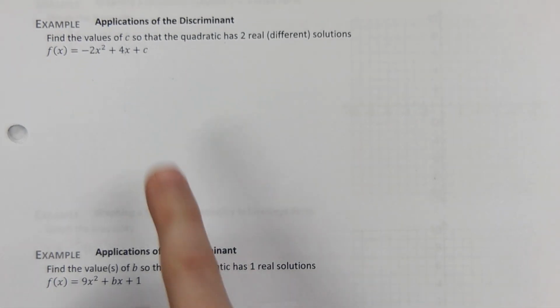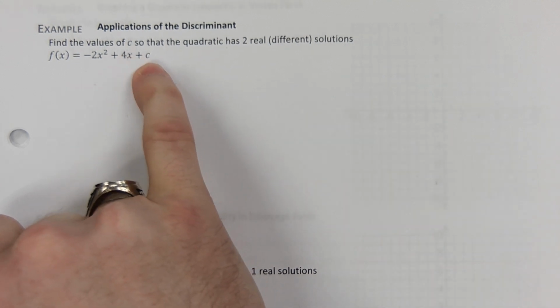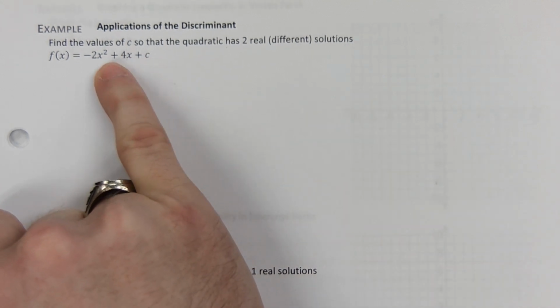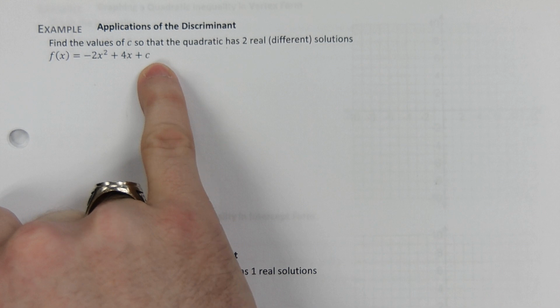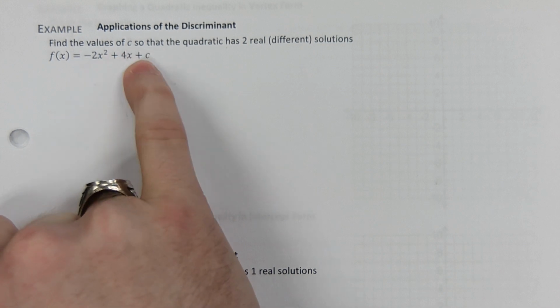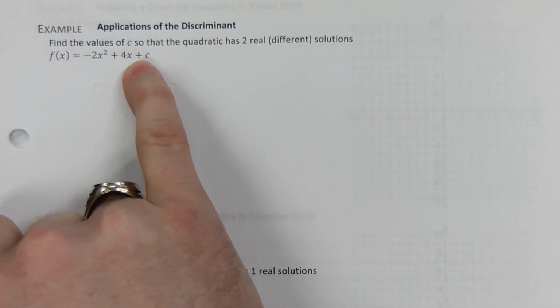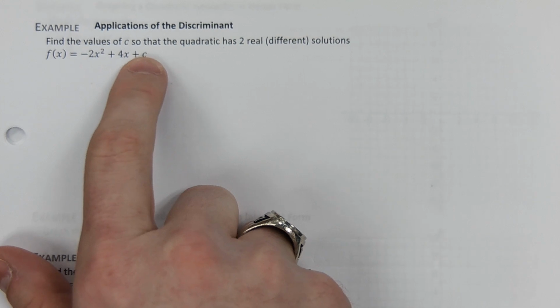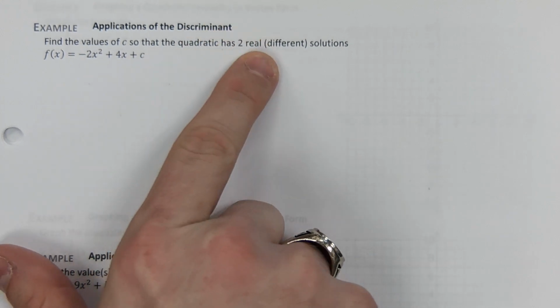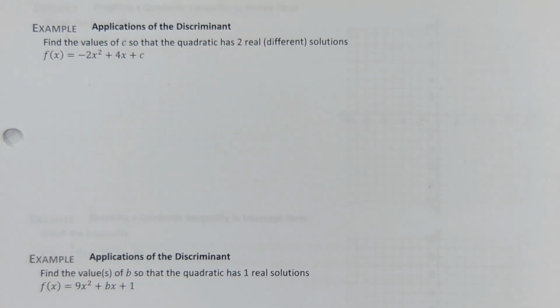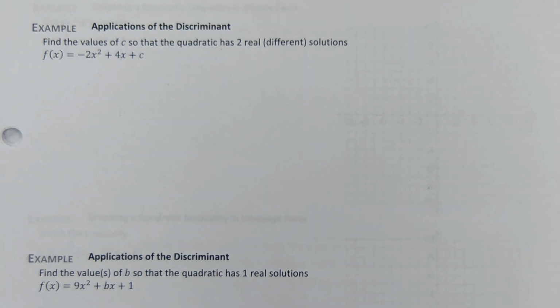It says, hey, here you got a quadratic and you don't know what the y-intercept is. Remember, if it's the constant at the end of the standard form, it's the y-intercept. It says you don't know the y-intercept. Find the values of c that would make this graph have two real distinct solutions. See, I said distinct instead of different. It means the same thing. So if you have two real distinct solutions, what does that tell you about your discriminant?